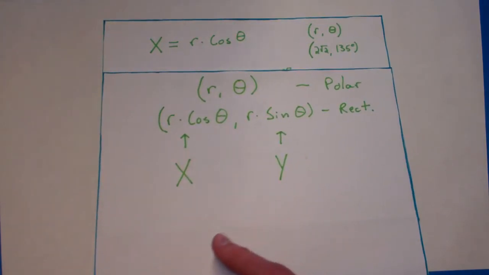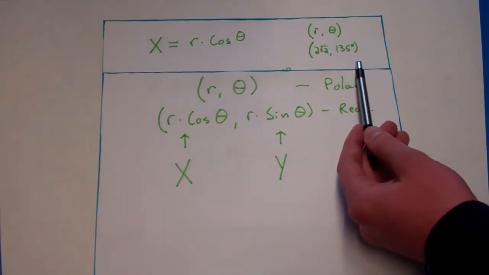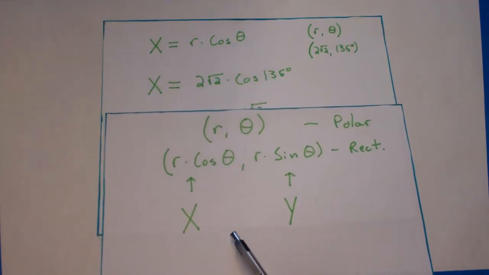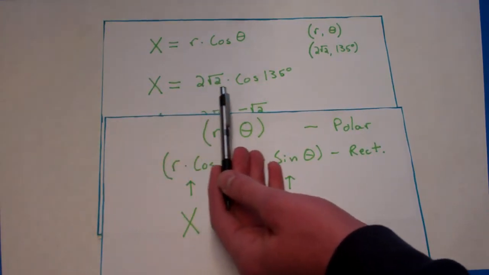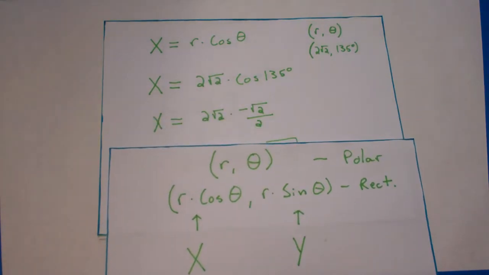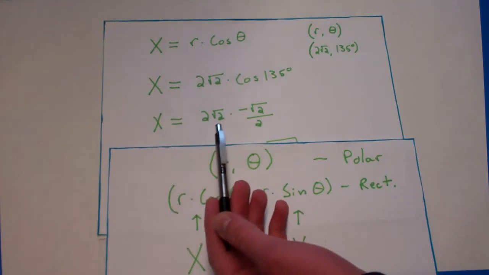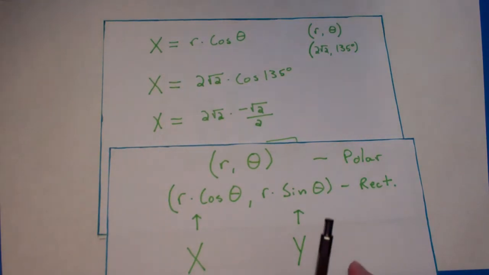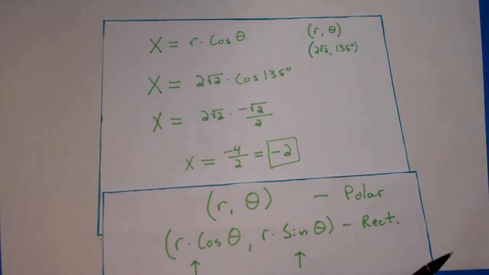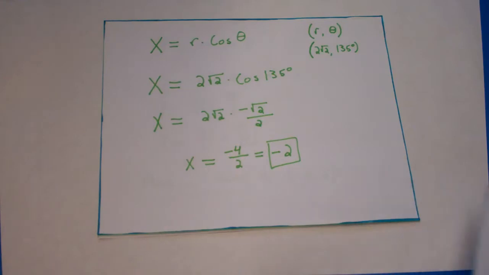Since r is 2 root 2, and theta is 135 degrees, we simply multiply the cosine of 135 by 2 root 2. The cosine of 135 degrees is negative root 2 over 2. So we do 2 root 2 times negative root 2 over 2. This is negative 4 over 2, which is just negative 2. So now we do the same thing for y?